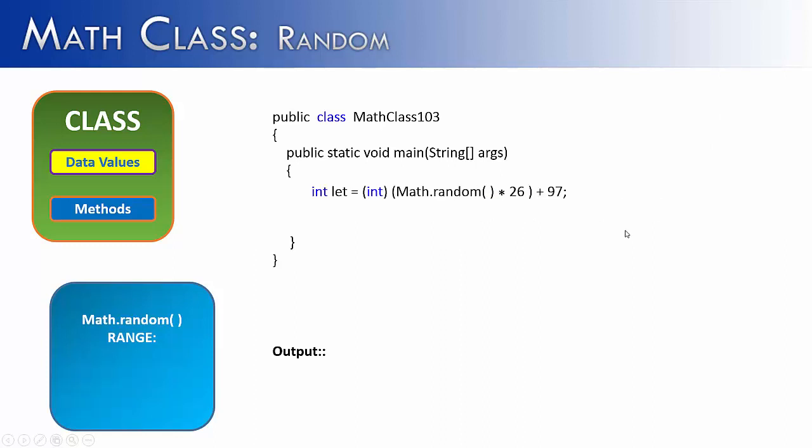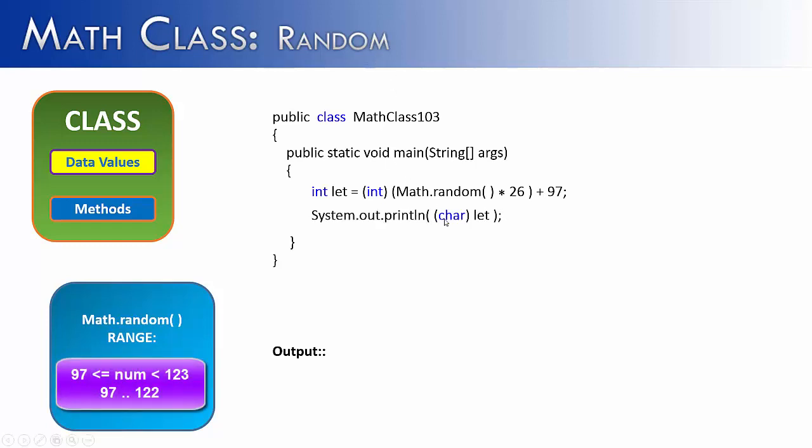In the next example, I've done it slightly differently. I've stored the value as an integer value, and this would give us a value between 97 and 122. And when we print it out, we're going to typecast it. It would give us a value between lowercase a and lowercase z, so it might give us lowercase q. So this is just an interesting way to use the random method to find a random symbol, letter, character, whatever you're trying to find using its ASCII value.